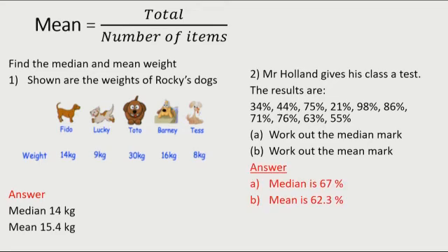Everyone should have got the median. Remember, you need to reorder it. The median is 67. You worked out the total for the mean, and you divide by the number of items, and that should give you 62.3. Well done if you've got those two. Excellent.